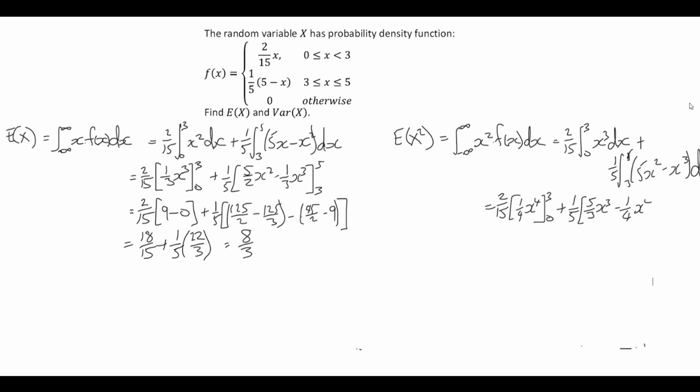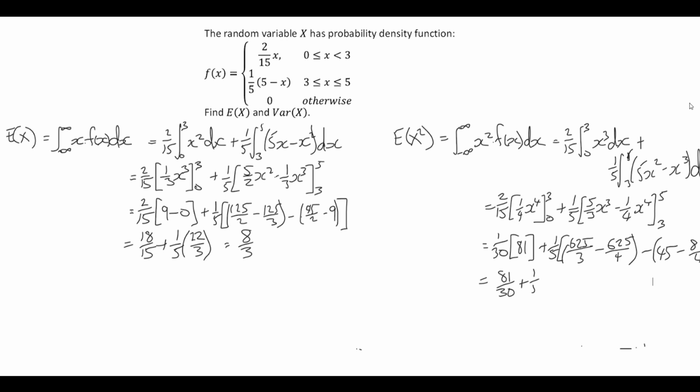This time round in the square brackets, I'm going to get 1/4 x to the power of 4, and I'm going to get 5 over 3 x cubed minus 1/4 x to the power of 4. Okay, the first square bracket is once again a bit easier to work with. I am going to factorize out the 1/4, and that will give me 1 over 30 on the outside, and then I'll just substitute 3 to the power of 4. We all know 3 to the power of 4 is going to be 81. The second bracket, I'm going to set it up, but I'm going to rely on the calculator to process that.